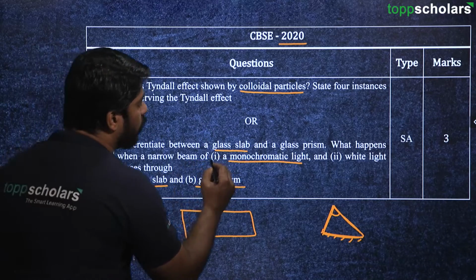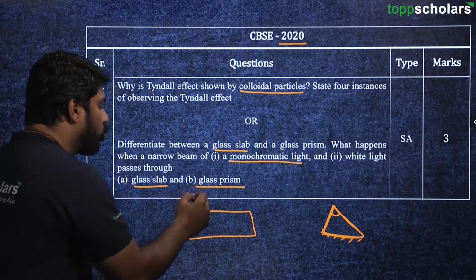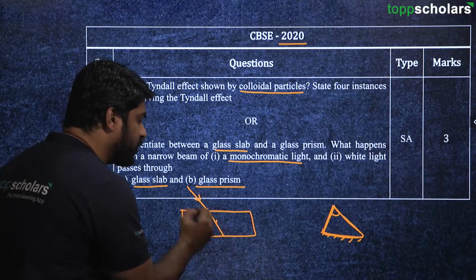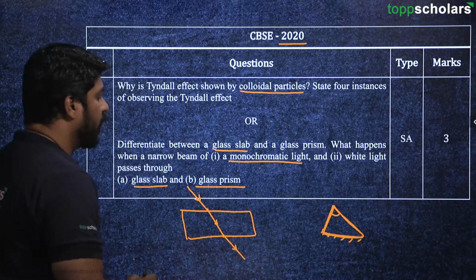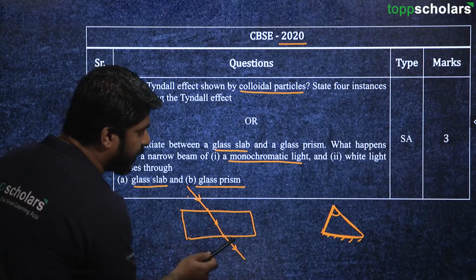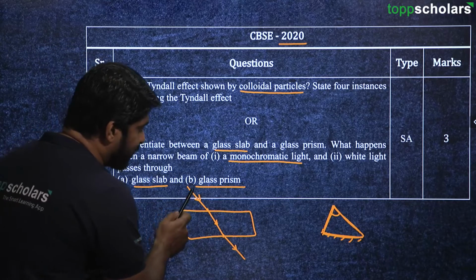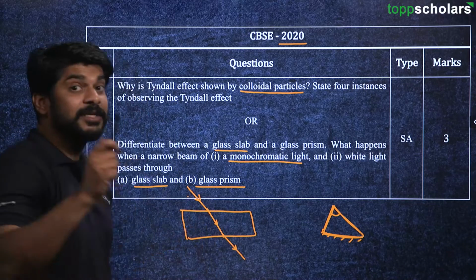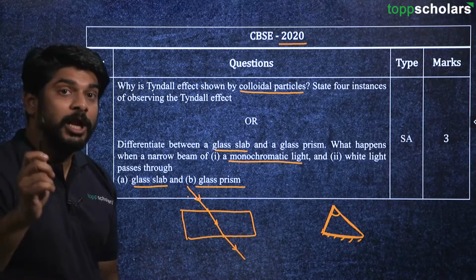Also, we have to talk about what happens when a monochromatic light passes through both of these. First of all, if a monochromatic light passes through it, it will be refracted a little bit. That means it will change its path a little bit, and then when it comes out, again it will become parallel to the incident ray. This is the incident ray, this is the refracted ray, and this is the emerging ray. So in case of a glass slab, the incident ray and the emergent ray are always parallel, according to Snell's law or the laws of refraction.